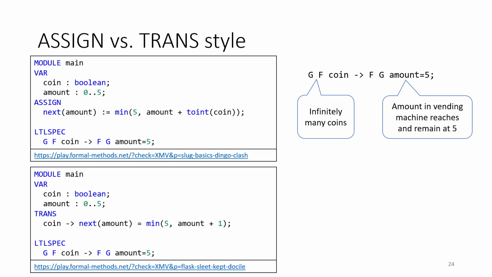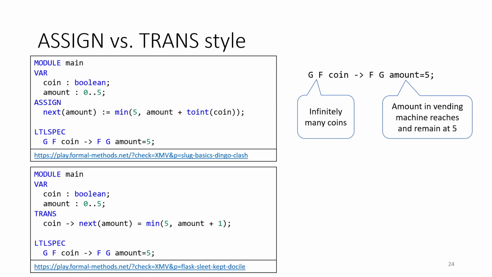So this means that if coin is false, then this true integer will be 0. So the amount will be at most 5, but amount can only go up to 5. So if amount is 5, it will always remain at 5, no matter whether coin is true or false.